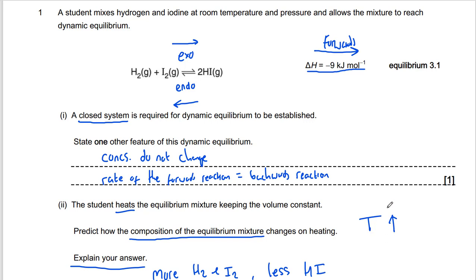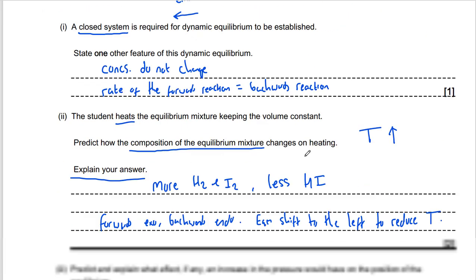So if I increase the temperature, it's going to go in the endothermic direction. If I decrease the temperature, it's going to go in the exothermic direction. Yes, this can change based on the reaction. It might be the exothermic is backwards and the endo is forwards, but that's something you have to figure out on a question by question basis.